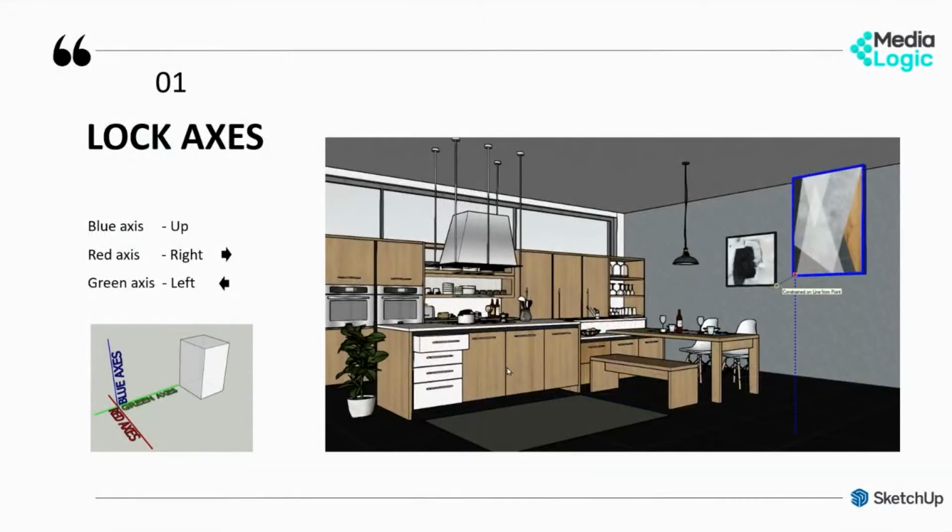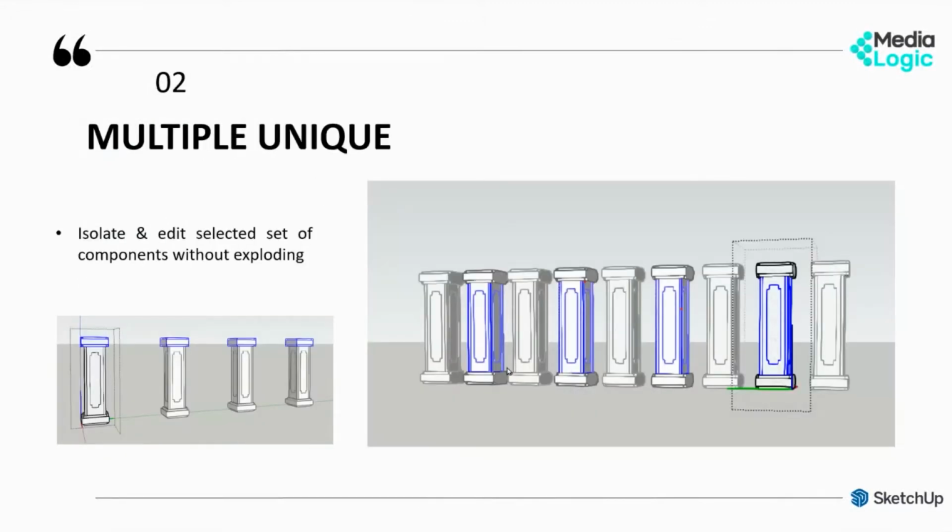Now, let's move on to the tip number 2. It's about the unique component feature. I hope everyone knows that the components are direct copies. So if you make any changes to one, all the others will get affected with the same changes. So suppose in our model, if we have more number of copies of same component and we want to edit a few among them, in that case, we can isolate and edit the copies without exploding it.